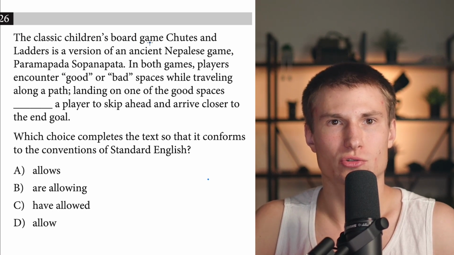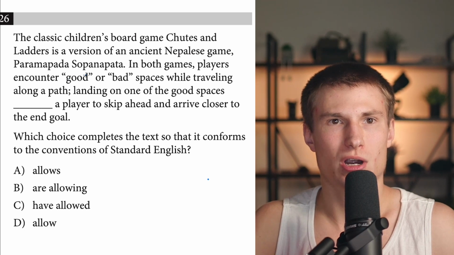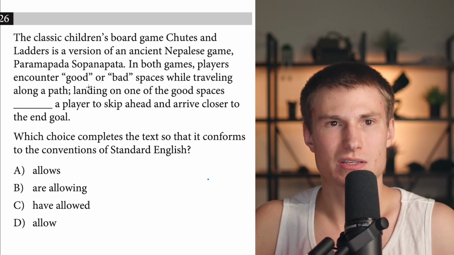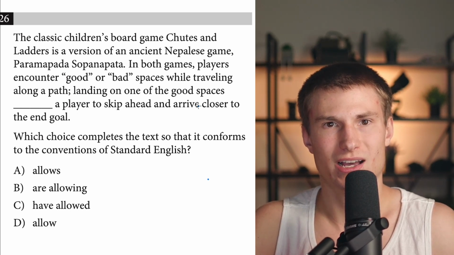We have a classic children's board game. Chutes and Ladders is a version of an ancient Nepalese game, Paramapada Sopanapada. In both games, players encounter good or bad spaces while traveling along a path. Landing on one of the good spaces blank a player to skip ahead and arrive closer to the end goal.